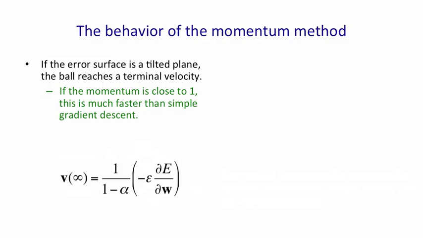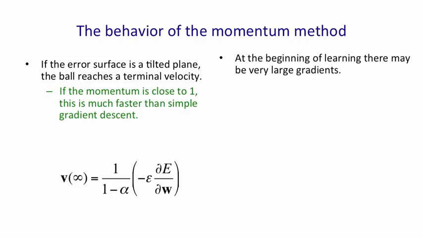So the terminal velocity, the velocity you get at time infinity, is the gradient times the learning rate multiplied by this factor of 1 over 1 minus alpha. So if alpha is 0.99, you'll go 100 times as fast as you would with the learning rate alone.